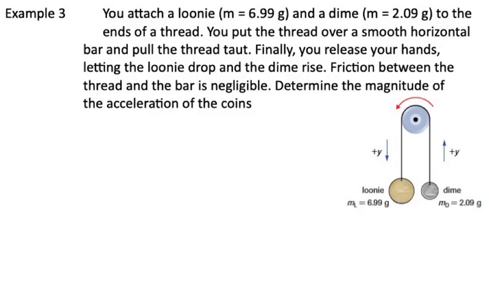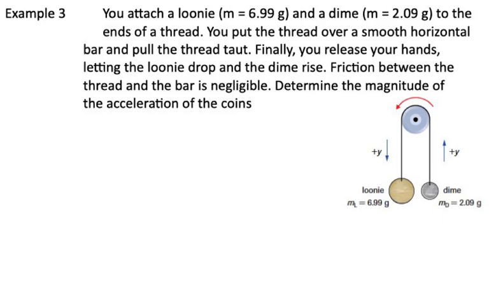So in this situation, we have two coins attached to either end of a thread and drawn between a pulley. What is happening here is there is a tension force between the coin and the string, the thread, as well as gravity pulling down on both coins. Now, common sense will tell us that if we let go of both coins, the loonie will fall down and the dime will fly up, simply because the loonie has a greater mass, so there will be a greater force of gravity acting on the loonie.